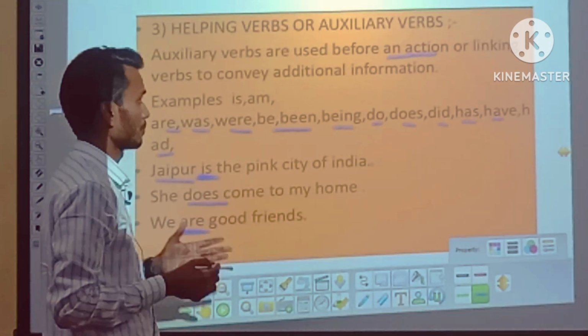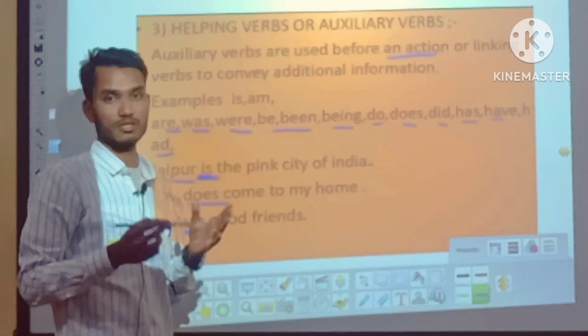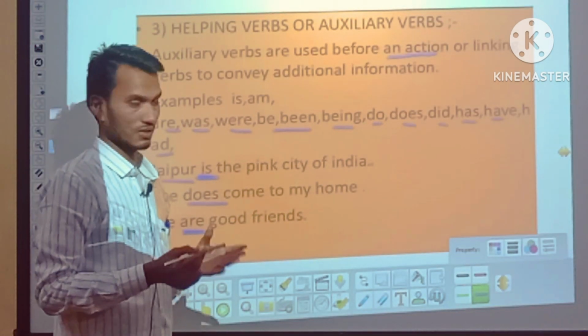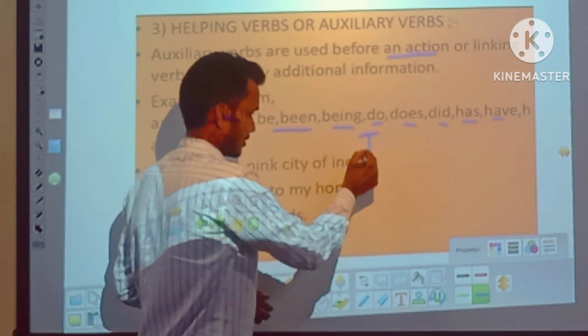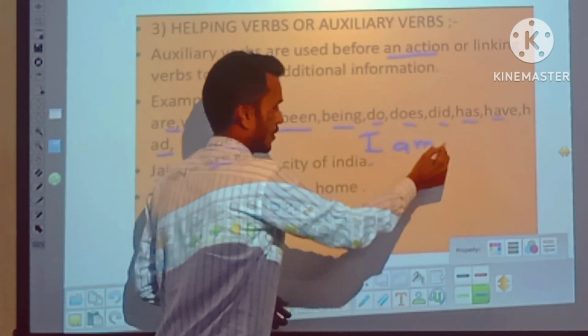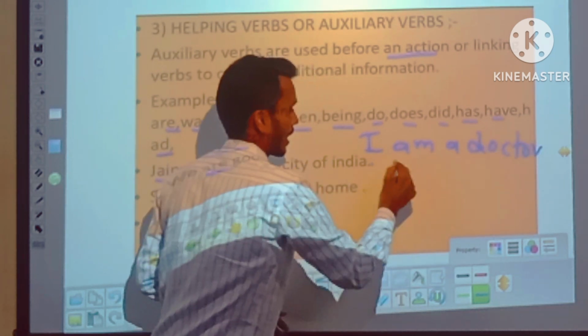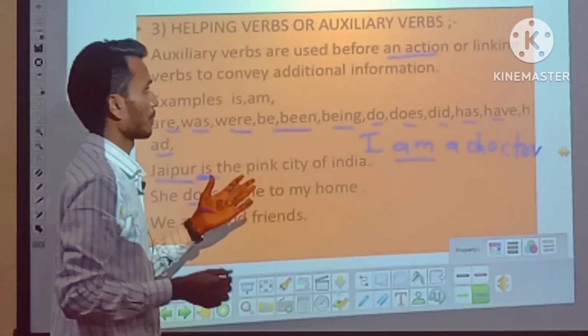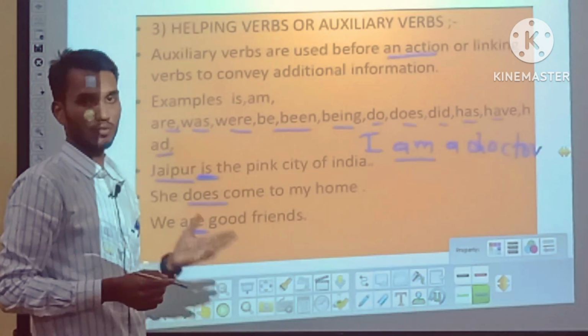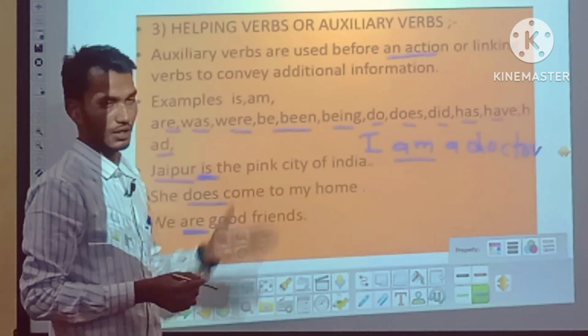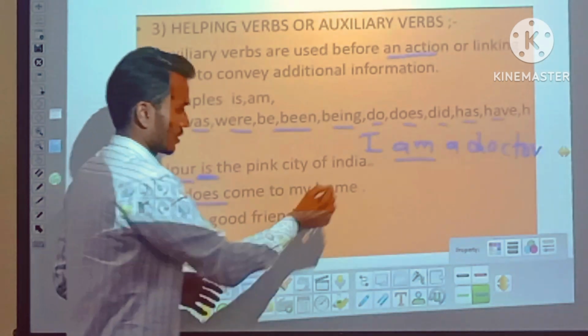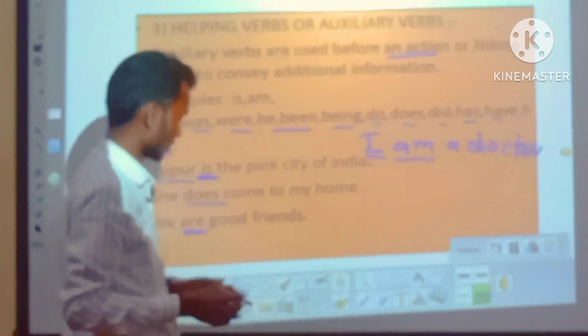I told you that helping verbs usually tell the state of being. For example, I am a doctor. Here am is the helping verb or auxiliary verb which tells the state of being of the subject, that is I, right?